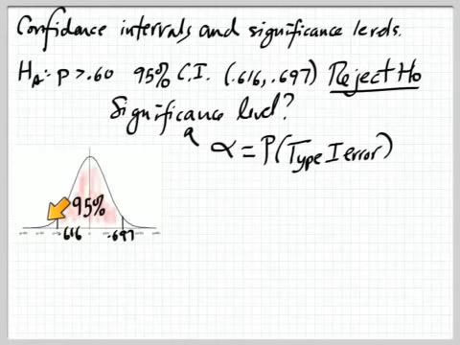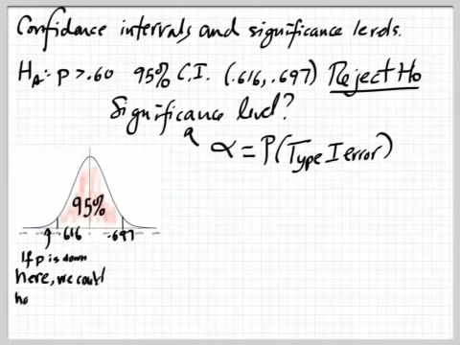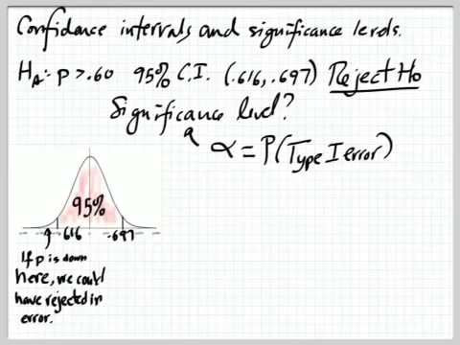Now, we know what the area of that tail is. The whole area is 95%. Each of these tails is 2.5%, therefore. Each is half of the remaining 5%. So if our actual p is down here, we could have rejected in error. And we reach a conclusion, reject. But if our actual p landed in this tail, which is 2.5% of the area, we made a mistake. And the probability that it would be in that tail is roughly 2.5%. So that's the significance level of this test.